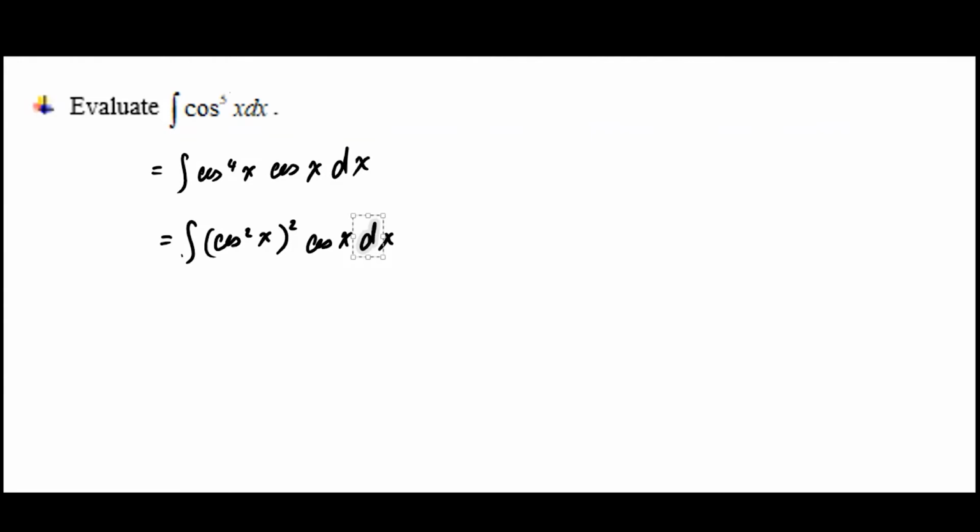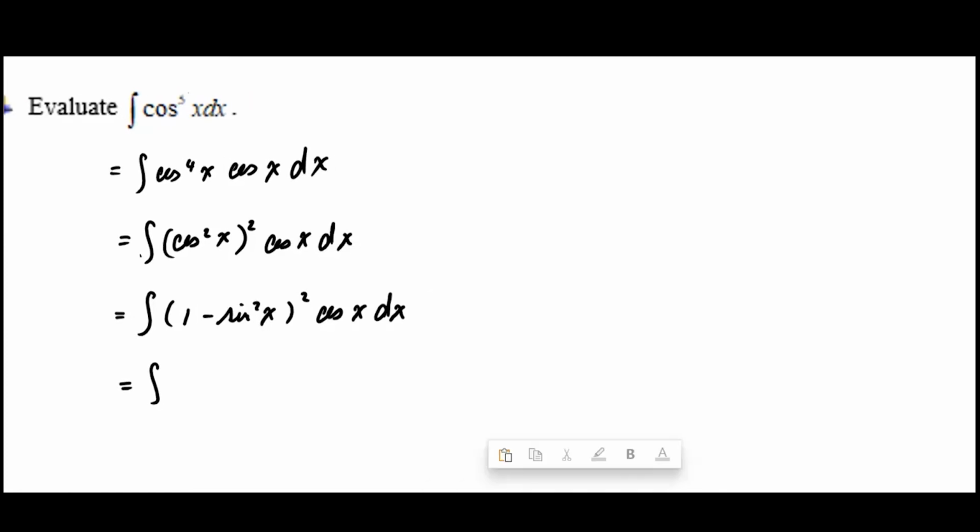Right? Now this is where it gets better. What is cosine squared x? 1 minus sine squared x squared, cosine x dx. No, you're making it worse. That's not prettier at all, right? Oh, it gets worse, watch. I'm gonna square this thingy out.